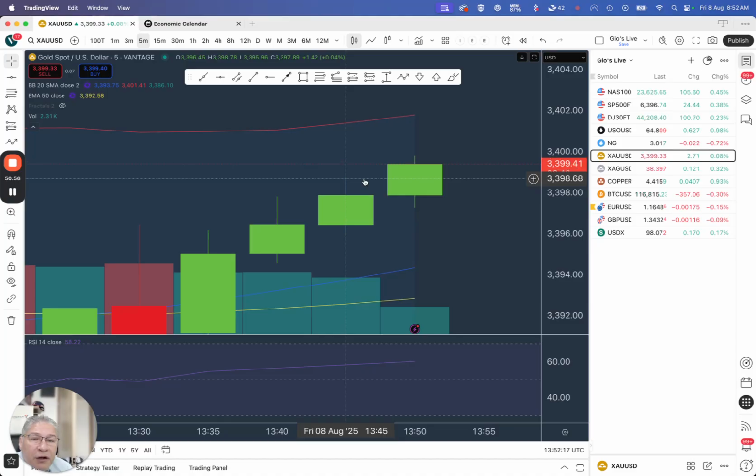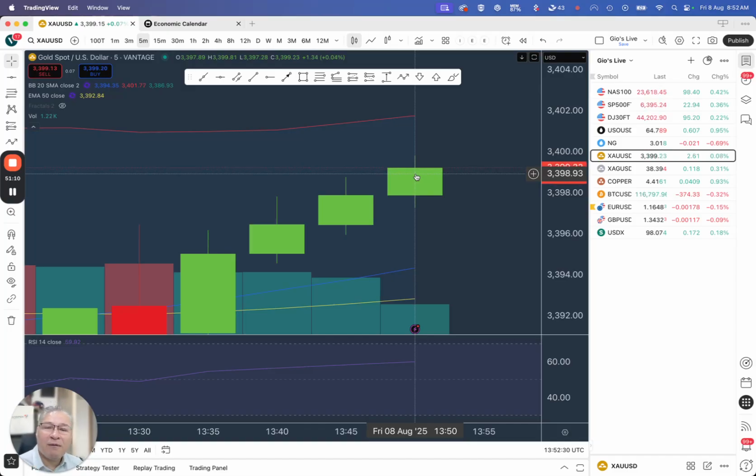So initially 3,400 psychological value, the market comes towards it. Does it have to hit 3,400 right on the spot? Well, we were basically shy from it by 19 cents.